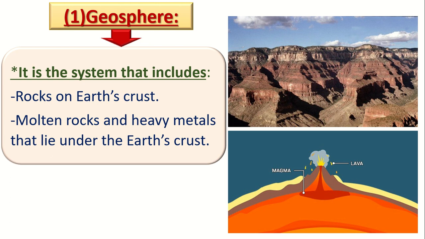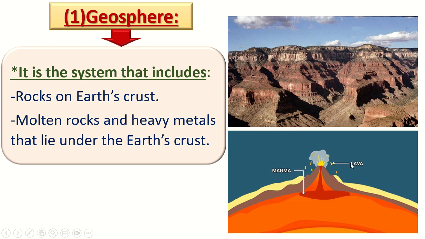The geosphere means ground. And the ground means the earth surface or the earth crust. Of course, on the earth crust, there are rocks and mountains and valleys and what else? So the rocks of the earth crust or earth surface are from the geosphere. Also, under the earth's surface, there are molten rocks. What are the molten rocks? The molten rocks are the magma or the lava.